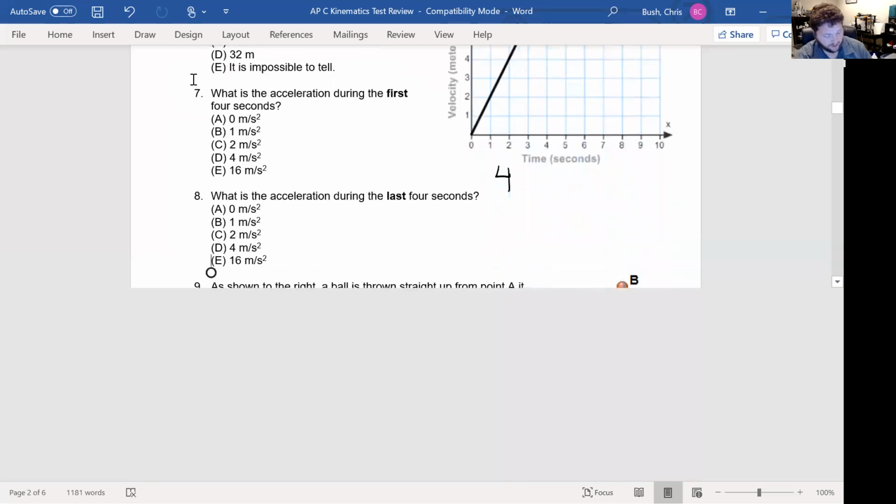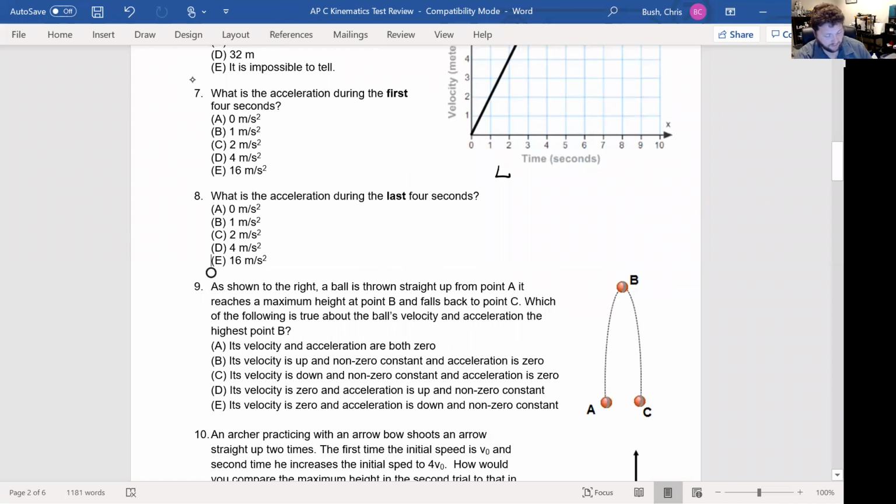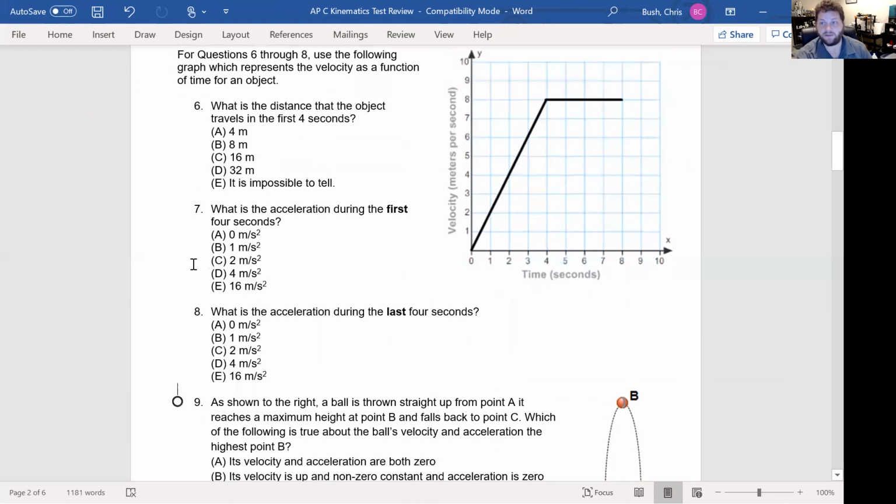And then it also asks question 8, what is its acceleration during the last 4 seconds? That would again be look at the slope, and in the last 4 seconds, its slope is horizontal. So it's traveling at a constant velocity, its acceleration would be 0.